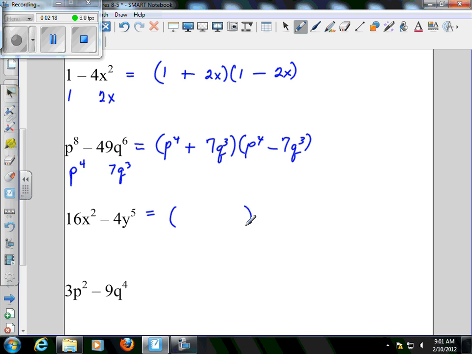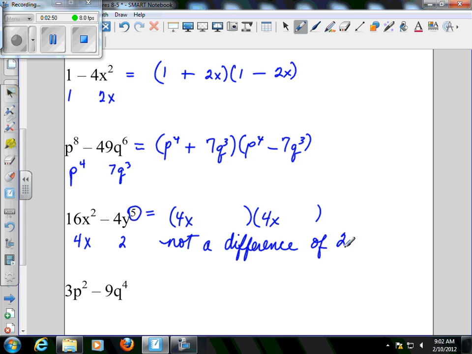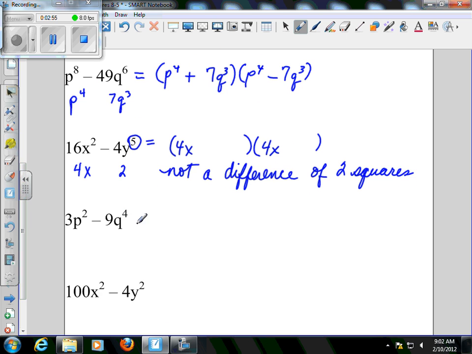Now let's do this next one. Let's see if this works. What do you have to square to get 16x squared? That would be 4x, so we could write that down. What do you have to square to get 4? Well, that would be 2. Now, can you square something to get y to the 5th? And no, you can't. This exponent would actually have to be divisible by 2. So this one is not a difference of two squares. Okay, so we cannot factor it by this method.